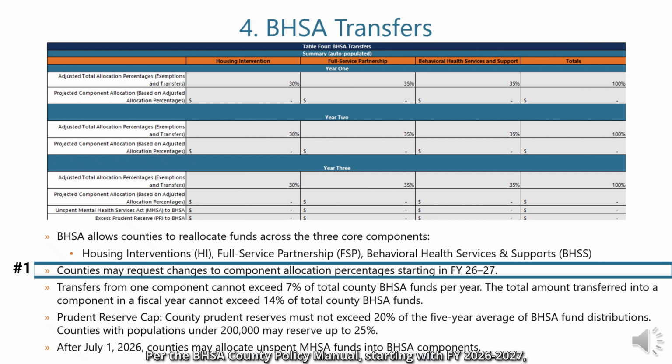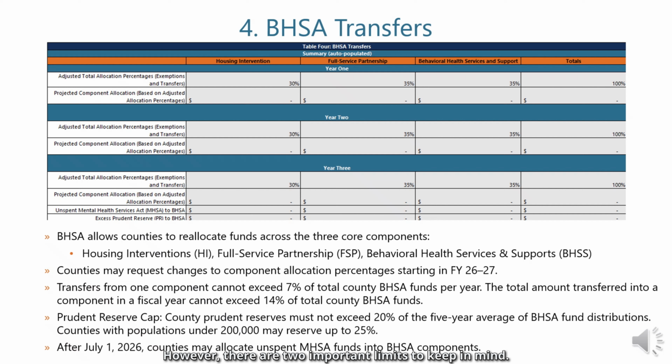1. Per the BHSA County Policy Manual, starting with fiscal year 2026 to 2027, all counties can request changes to the funding allocation percentages. Counties may request to transfer funds between the 3 BHSA components. However, there are 2 important limits to keep in mind.